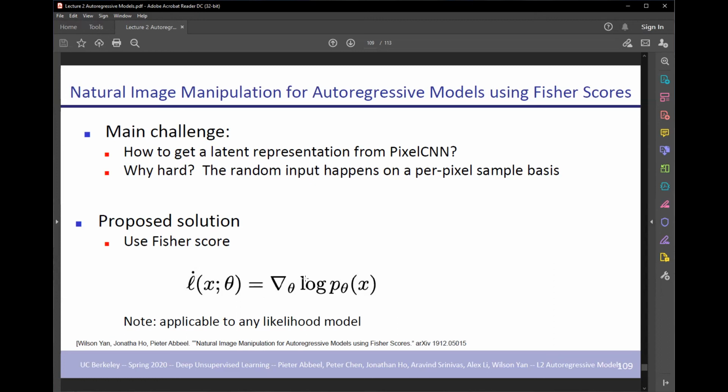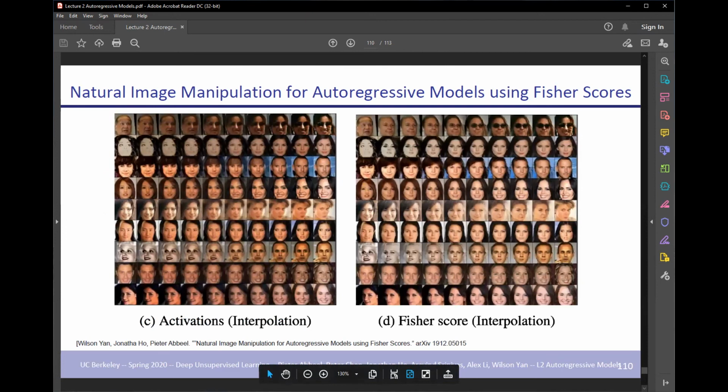That's, again, an intuitive explanation of why the gradients act as a good score for the latent representation of the models generated by autoregressive methods. So then he goes into the example of interpolation. From left to right, you start from the left image and then you move to the right image.